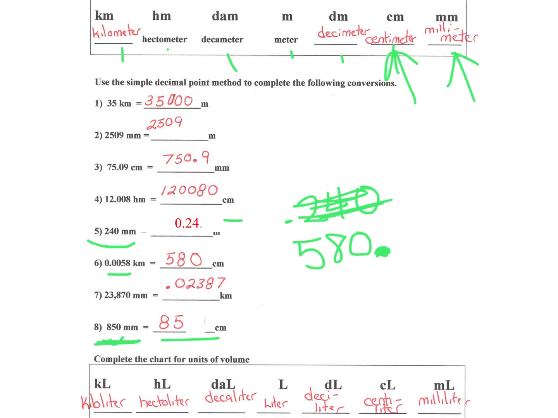So I didn't put 85.0, because trailing 0s are significant, and I don't want to add significant figures to my number. But again, if you put the decimal where it needed to be, you're in great shape, okay? You're doing good.